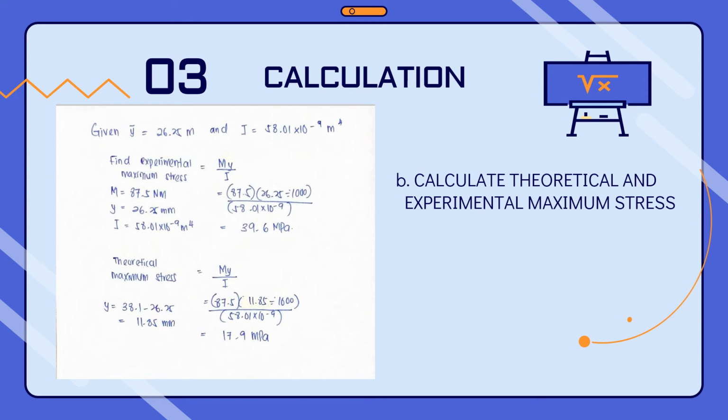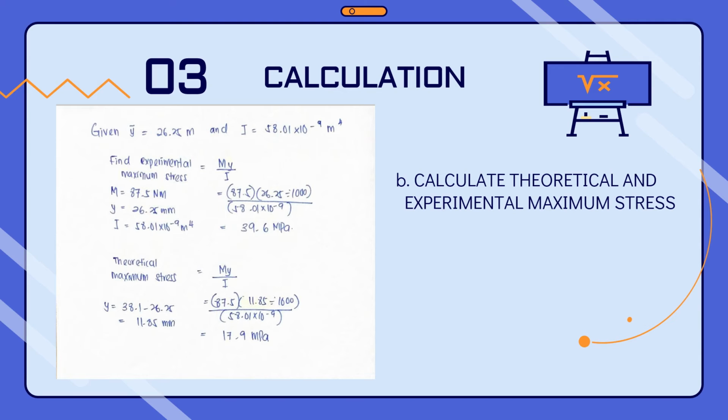Next is B, calculate the theoretical and experimental maximum stress. As you can see, they have given us the second moment of area and the distance from the neutral axis. To find the experimental maximum stress, use the formula M times y divided by I. The maximum moment is 87.5 times 26.25 converted to meters, divided by the second moment of area, and you get 39.6 megapascal.